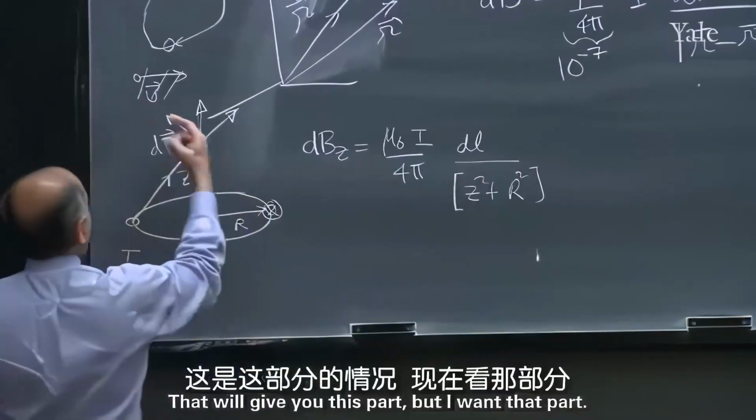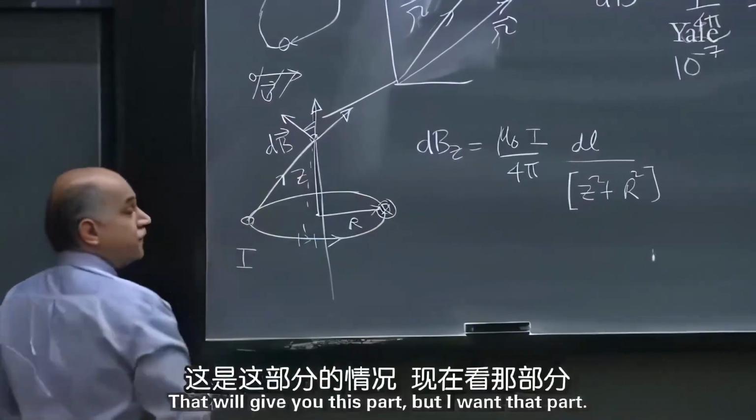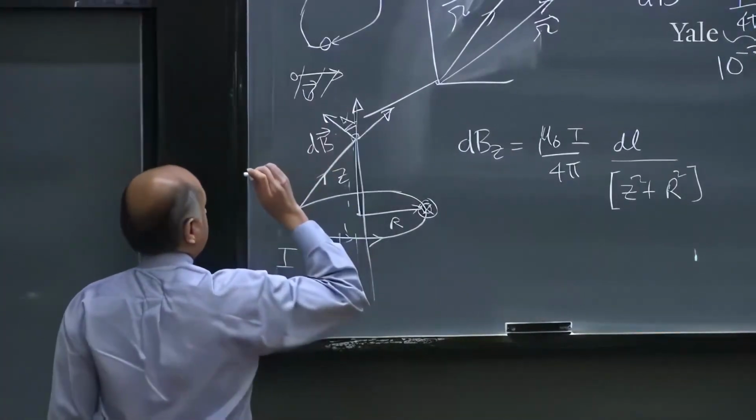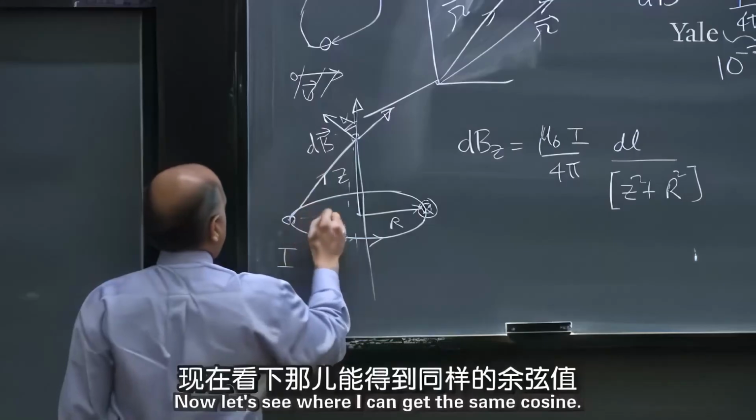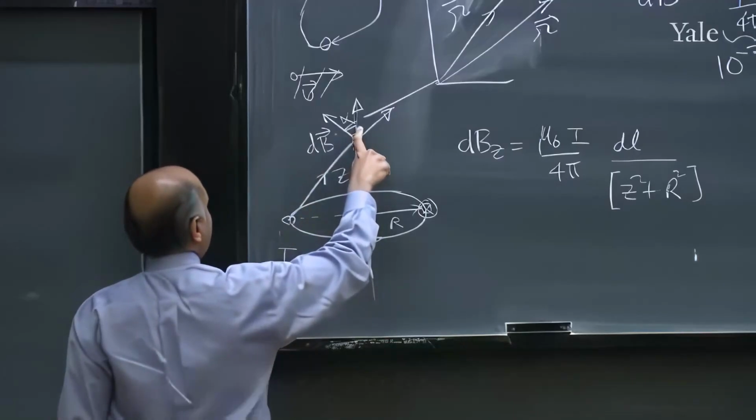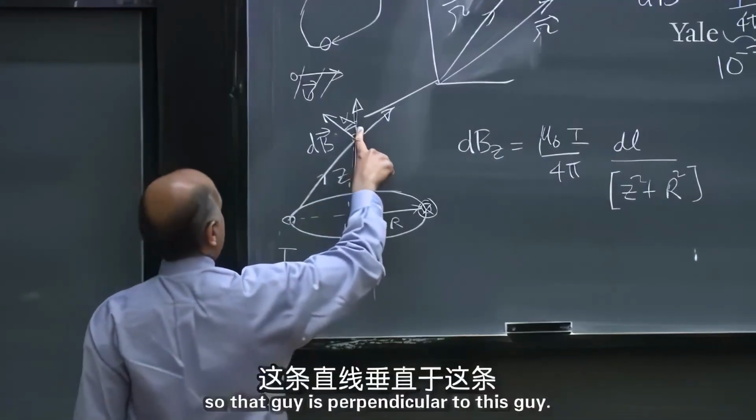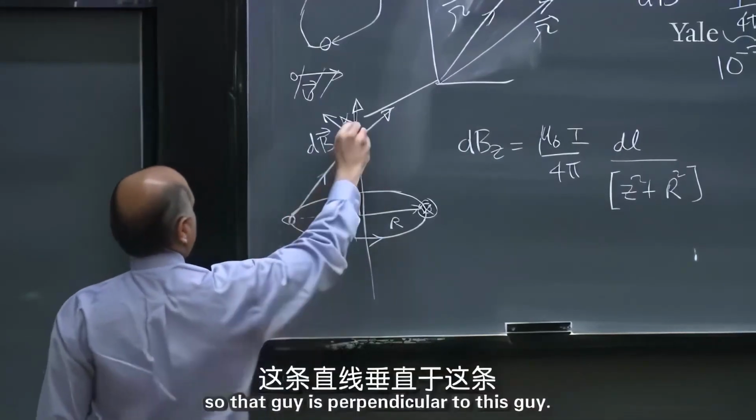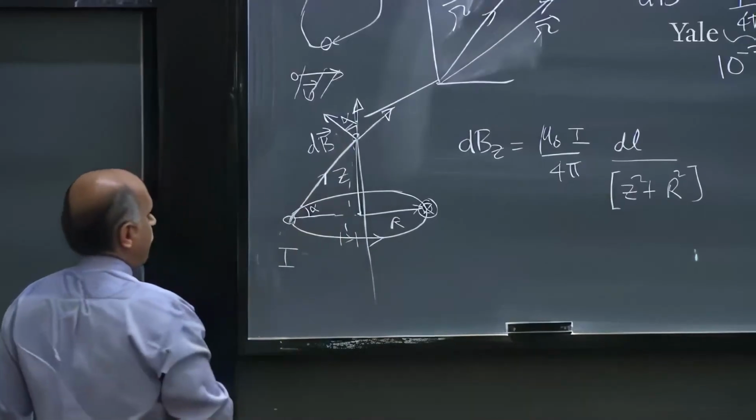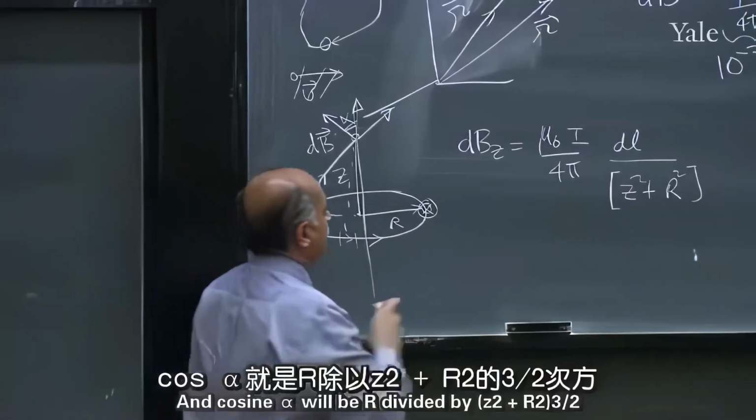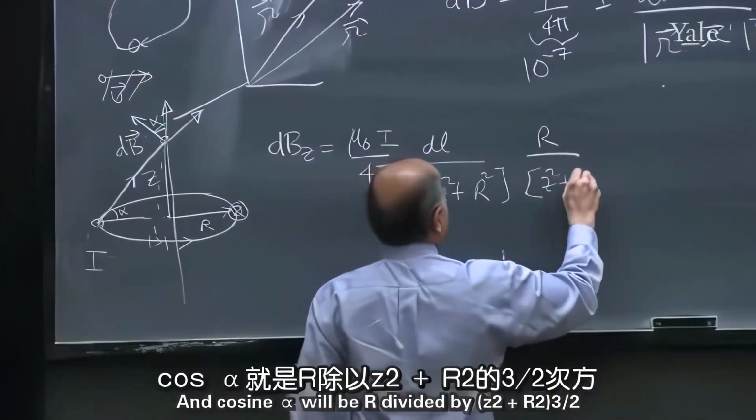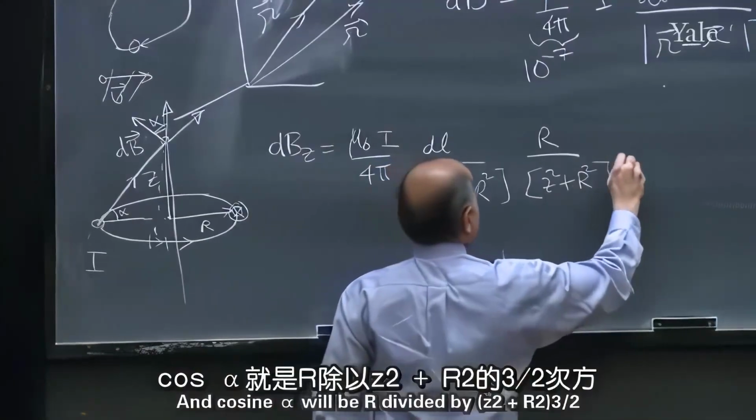That's the square of the distance. Well, now that'll give you this part, but I want that part. So that's the cosine of this angle alpha. Now let's see where I can get the same cosine. The angle between two lines is the same as the angle between the perpendiculars. So that guy is perpendicular to this guy is perpendicular to that guy, so that will also be alpha. And cosine alpha will be r divided by (z squared plus r squared) to the 1/2.